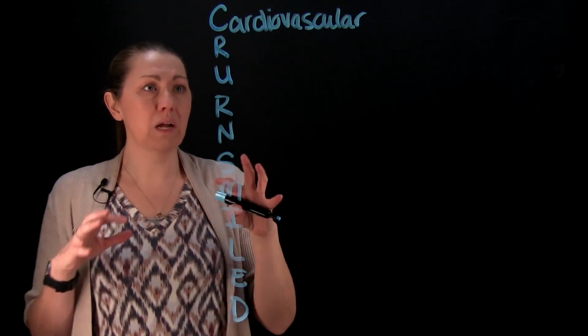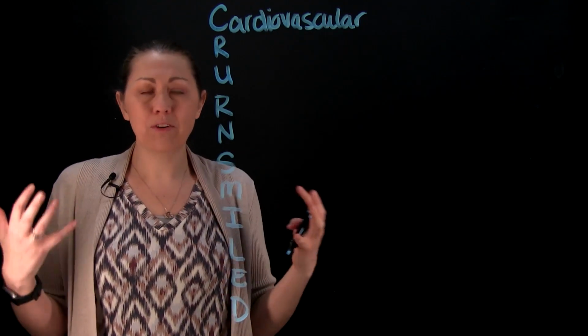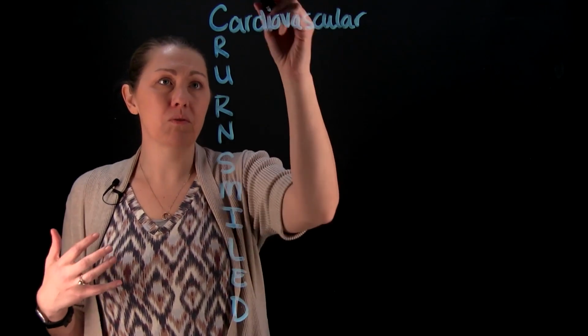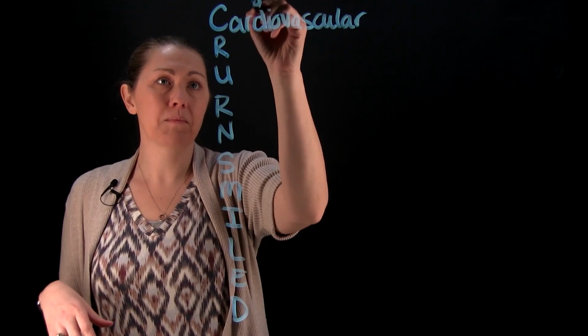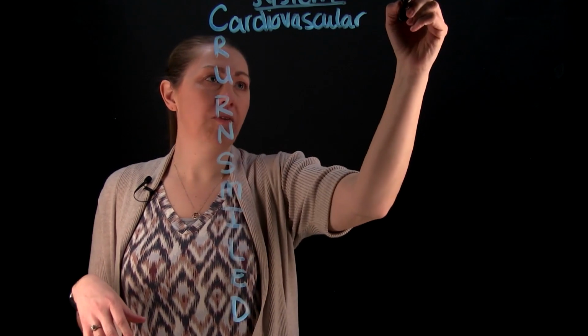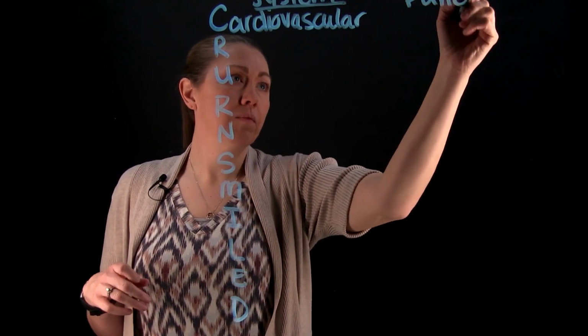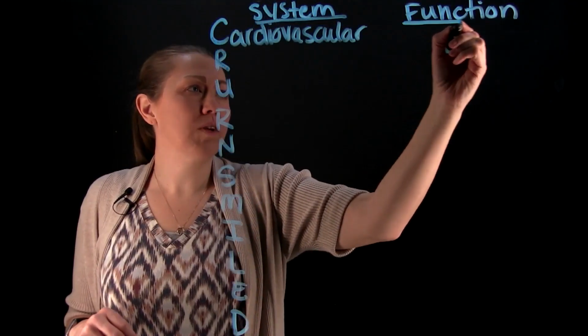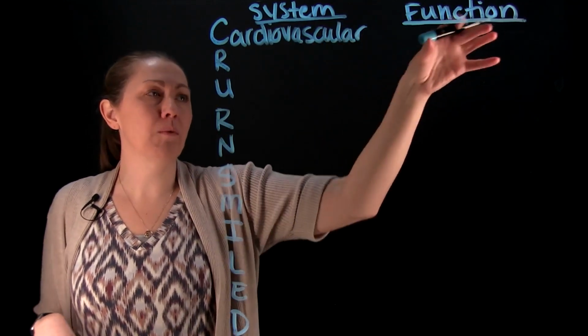So when you're also doing big concepts, I do recommend make a table. So we'll turn this into a table. So we have our organ system. And then over here, let's do function. Okay, so if we turn this into a table, we'll have the system and then we'll have the function over here.